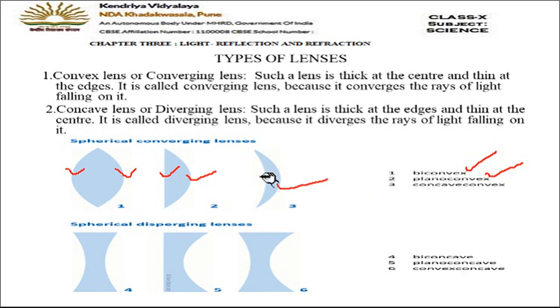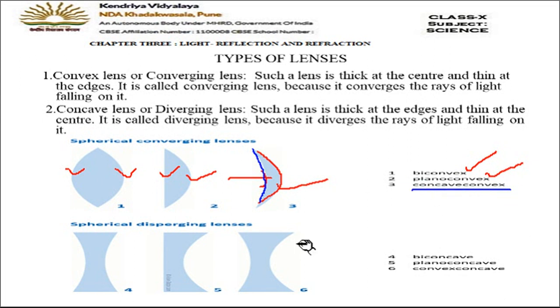Because you can see one side is concave, which is bent inward, and this one is bulging outside. This side is bulging outside, so this is the convex side, and this one which is bulging inwards is the concave side. So the name is concave convex lens.